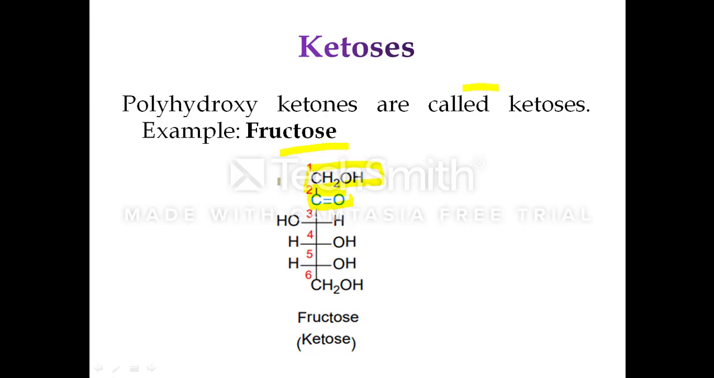CH2OH is there, and at the C2 position you have the ketone group, and the rest of the structure is similar to our glucose. Only at the C2 position you have the carbonyl, that is the ketone group. So that's why you should learn the structure of glucose neatly, and then you can write any sugar structure, but you should know the slight modifications at the particular carbon atom. Since it has the carbonyl group, this is called a ketose sugar.